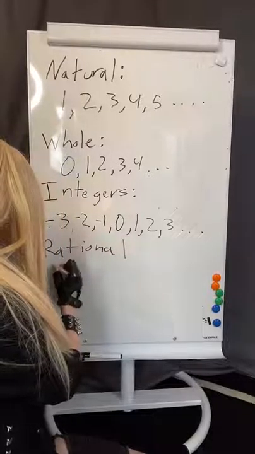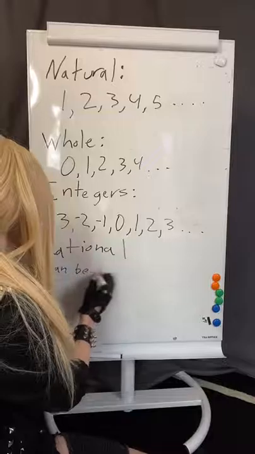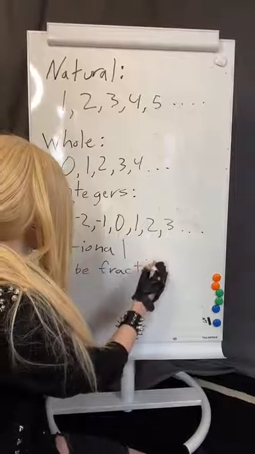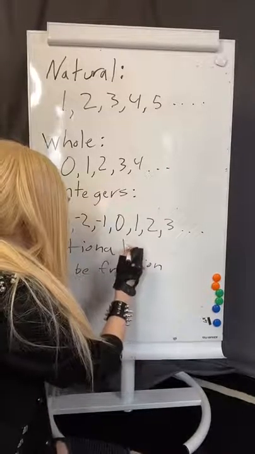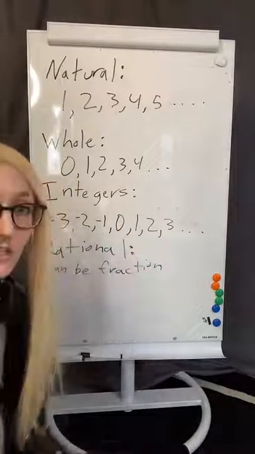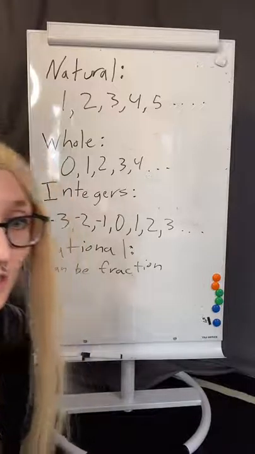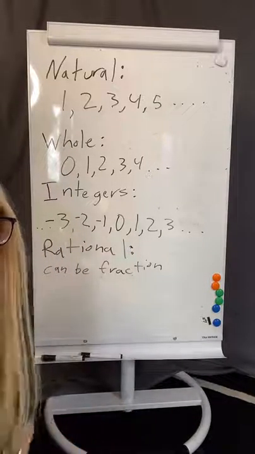It's any number that can be written as a fraction. So I'm going to write can be fraction. And we're going to talk more about this. This and irrational numbers are what I want to spend the most time talking about today, okay? So give me a moment if you want to write that down. Rational numbers can be a fraction.